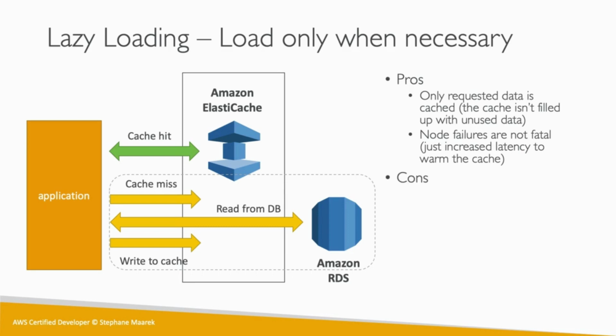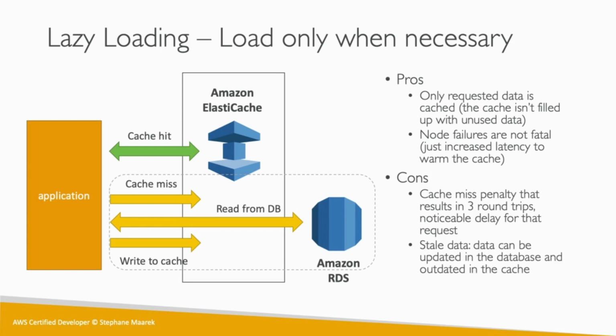So the cons to this method is that in case there's a cache miss, as we said, there are 3 round trips that happen. So the penalty is quite big and it may be a noticeable delay for your users for that one request to read. And usually users are pretty picky about reading data from your web application. Also, in case the data in your database gets updated, it's not necessarily going to be written back into ElastiCache. So there's a chance that users will see stale data.